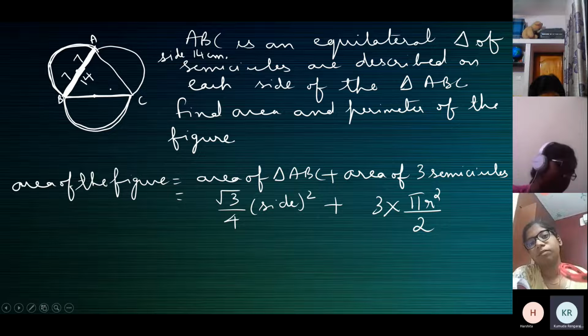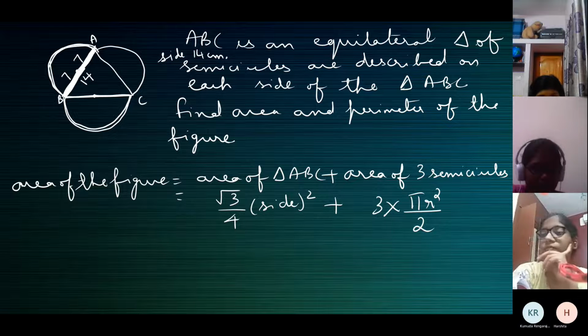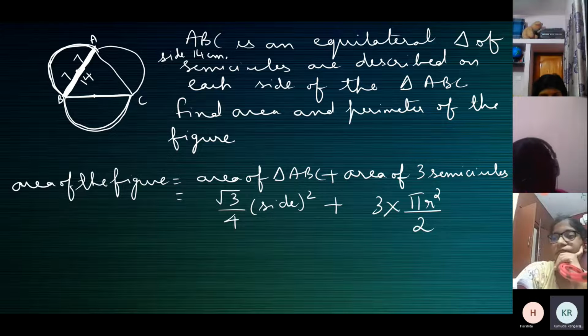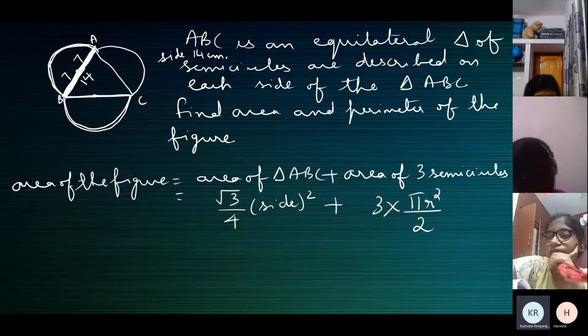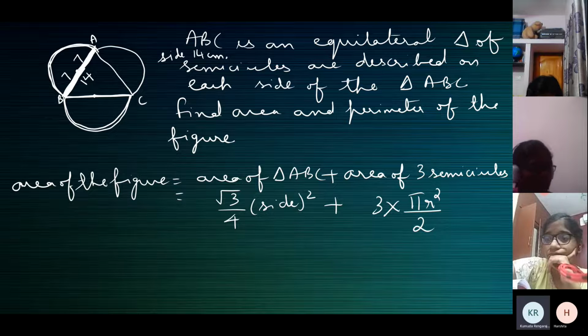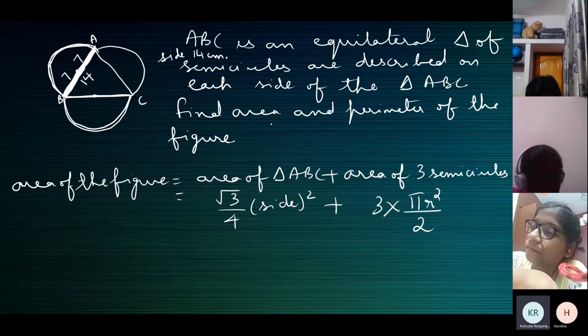Yeah, my question is, what is the value of the radius of the semicircle? Ma'am, 7, ma'am. What is the value of the diameter of the semicircle? Ma'am, the diameter of the semicircle is 14, ma'am. Radius is 7. Yes, ma'am. Okay. Are you clear about that? Yes, ma'am. Okay, fine. All right.